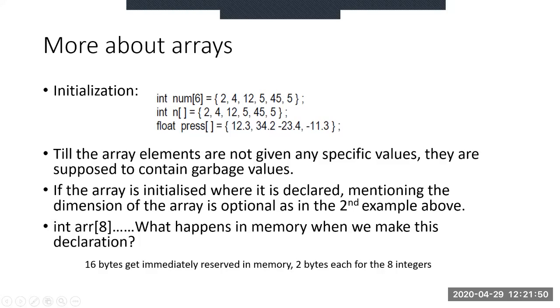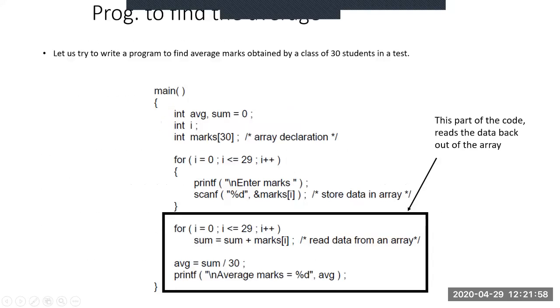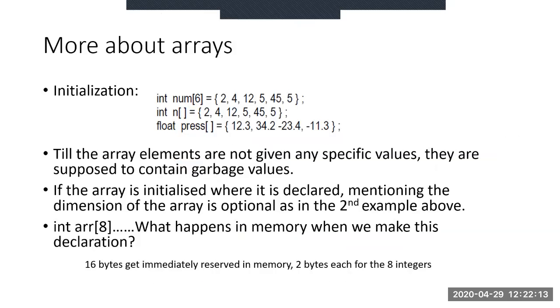Now, till the array elements are not given any specific values, they are supposed to contain garbage values. For example, in this program, because we did not give any values to this array marks in the beginning, all the 30 memory locations are storing garbage values. If the array is initialized where it is declared, mentioning the dimension of the array is optional, as I mentioned. Fine.